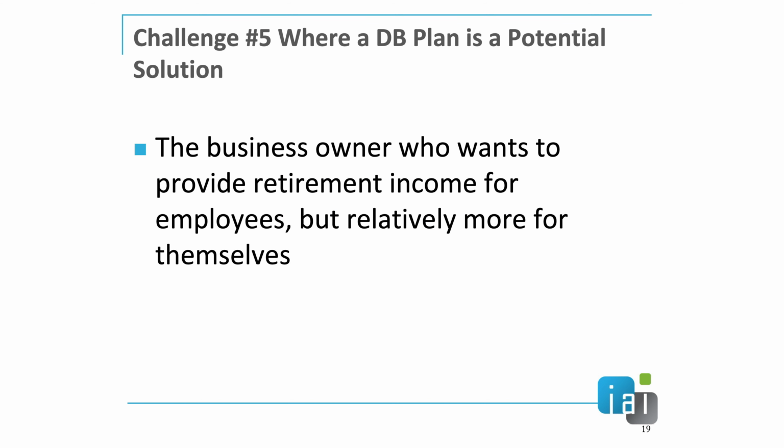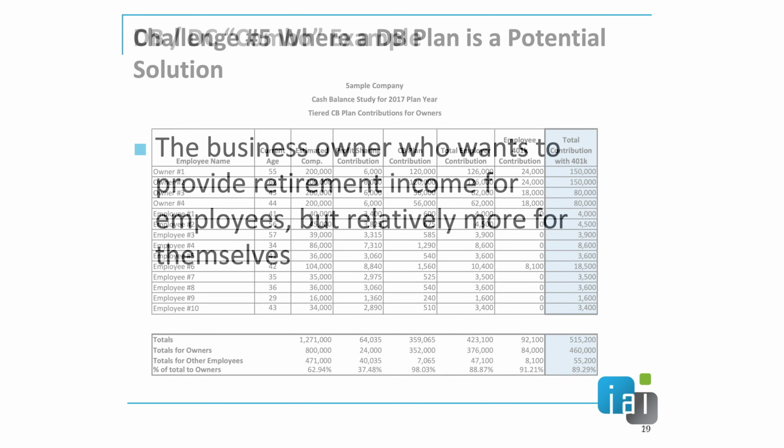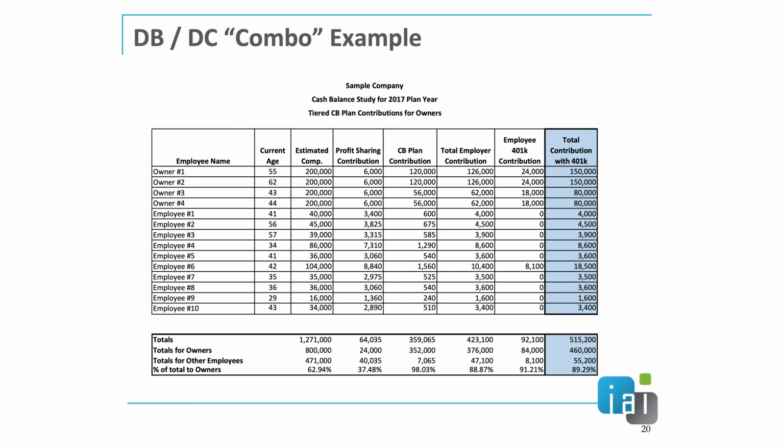Okay, so now I want to talk about the business owner who wants to provide retirement income for employees, but relatively more for themselves. There's different ways to accomplish this, and it will very much depend on the actual demographics of the business. But a common strategy that we use is to pair a defined benefit plan with a profit-sharing 401k plan, such that the owners receive most of their benefit in the DB plan, and the rank and file employees receive most of their benefits in the DC plan.